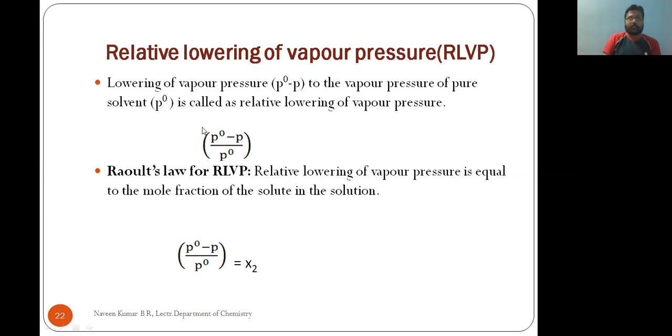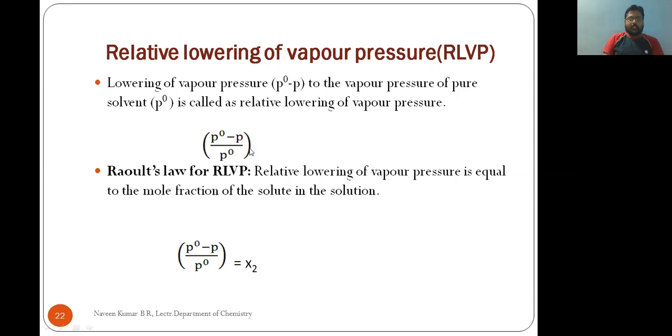So it's a very important competitive exam question. Lowering of vapor pressure is not a colligative property. It depends on the nature of solute. Whereas relative lowering of vapor pressure is a colligative property, which does not depend on the nature of solute.